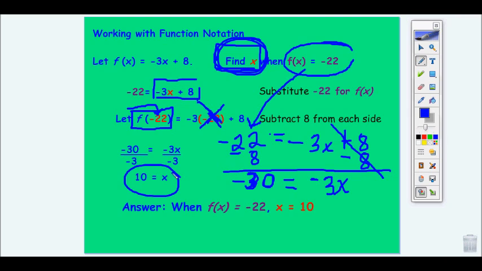The result of it would be then that y would equal negative 22. So if I know that the function of x resulted in negative 22, then we went ahead and we solved for x to find out how did we get that result, and we found out that that equaled 10. Okay?